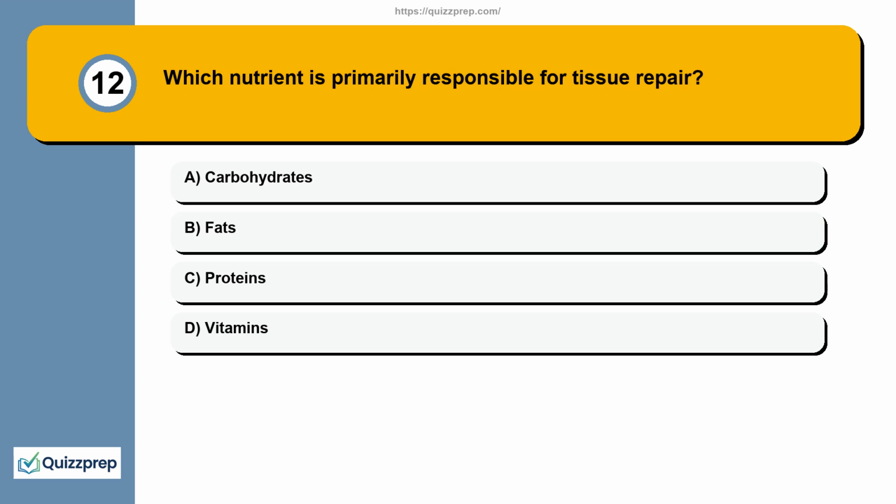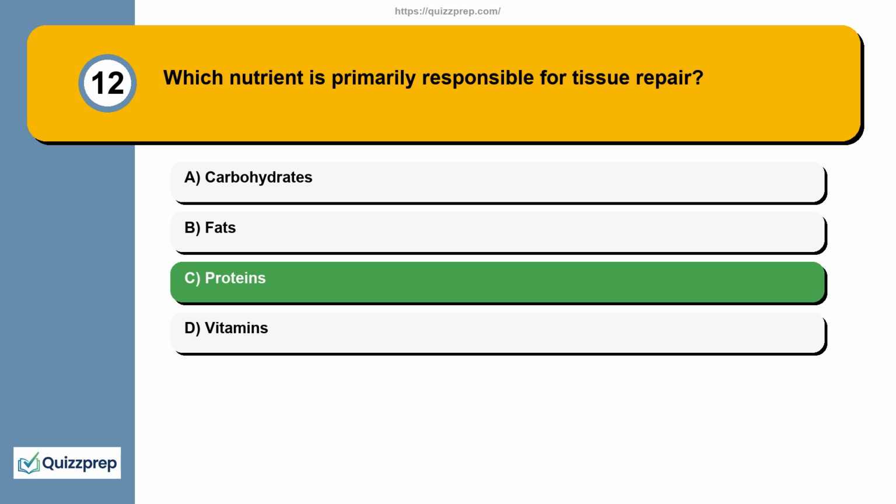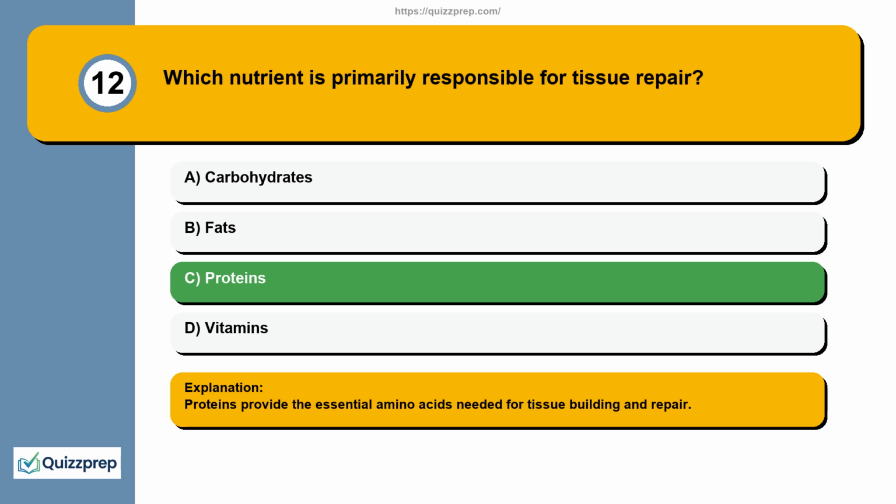Question 12. Which nutrient is primarily responsible for tissue repair? Here are your options. Option A, carbohydrates. Option B, fats. Option C, proteins. Option D, vitamins. The correct answer is option C, proteins. Explanation: proteins provide the essential amino acids needed for tissue building and repair.